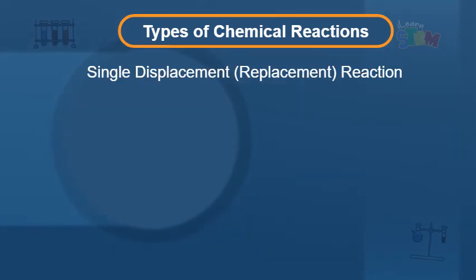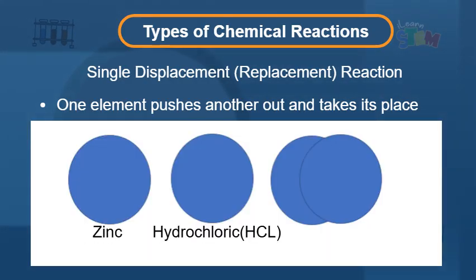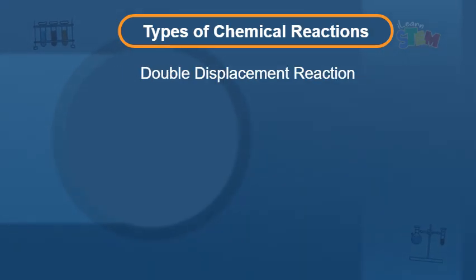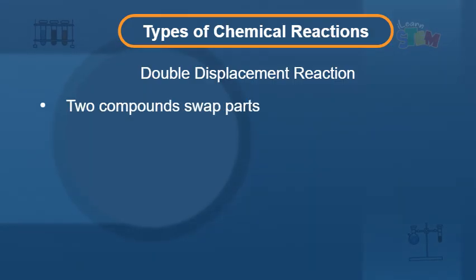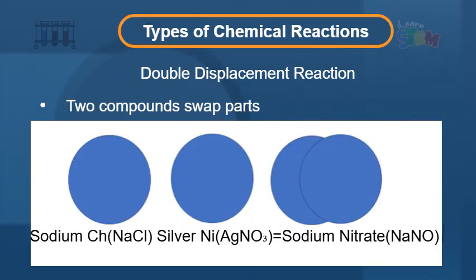3. Single displacement, or replacement, reaction. One element replaces another in a compound. Example. When zinc reacts with hydrochloric acid, it forms zinc chloride and releases hydrogen gas. 4. Double displacement reaction. 2 compounds exchange parts to form 2 new compounds. Example. Sodium chloride reacts with silver nitrate to form sodium nitrate and silver chloride.